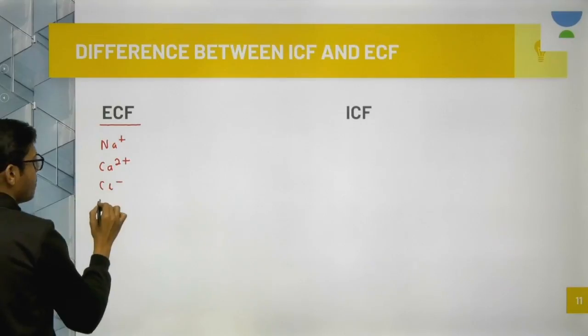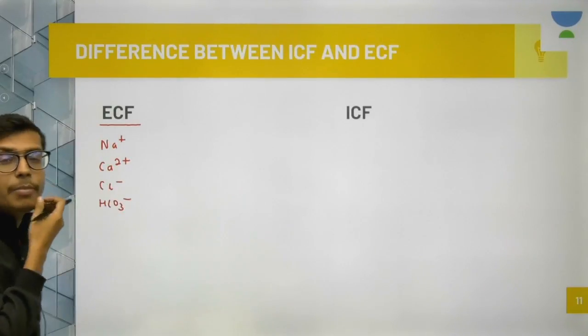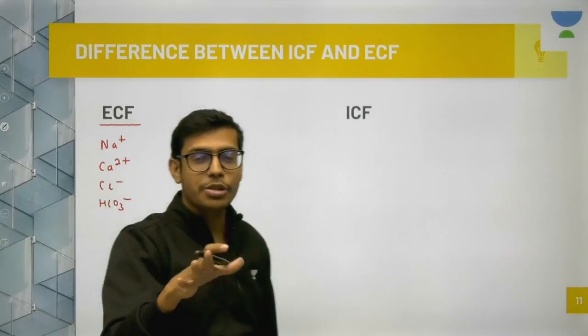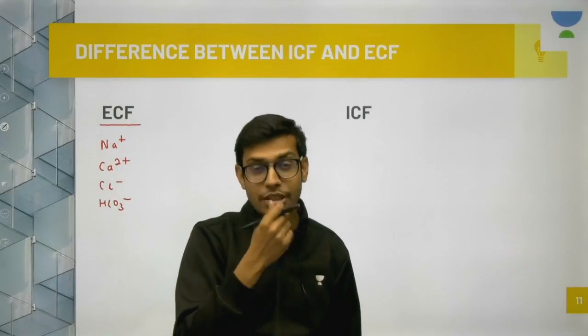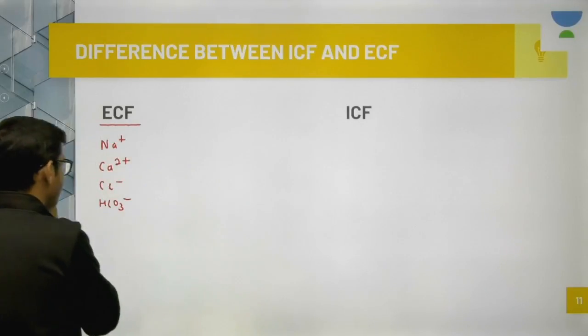ECF would be rich in bicarbonate ions, right? Plasma cells, remember bicarbonates, that CO2, H2CO3, again it comes under the ECF only. It's a part of blood, right? So these are the things that ECF would be rich with.